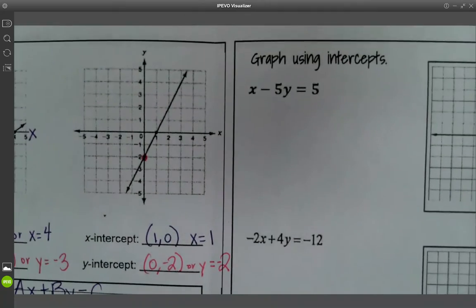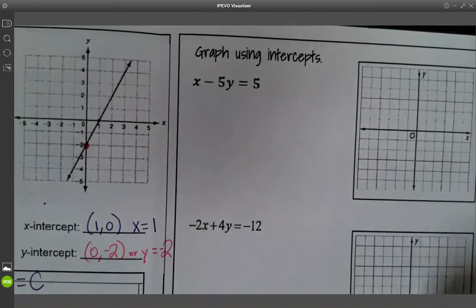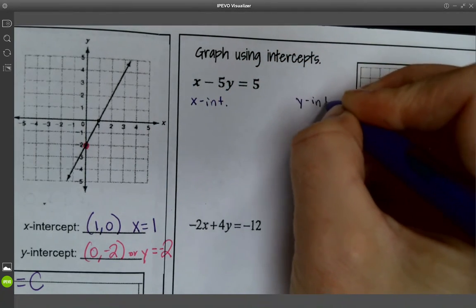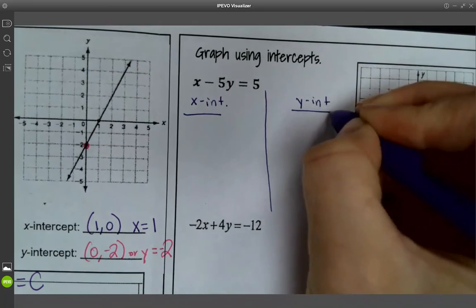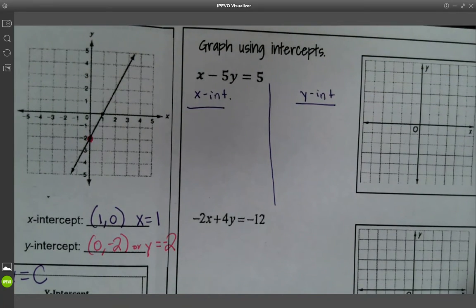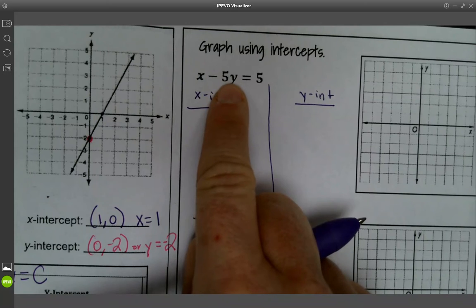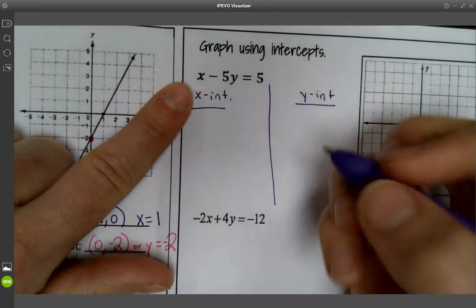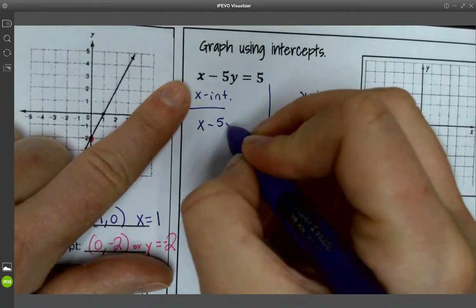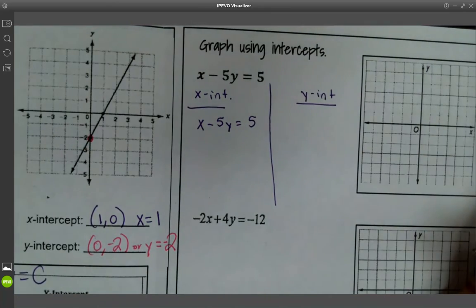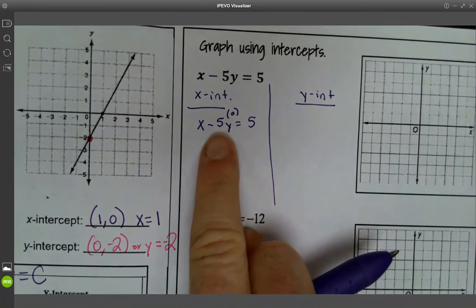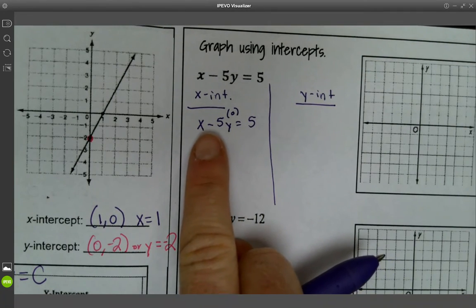So let's go to the next problem. Graphing using intercepts. So we're finding the x-intercept first, and then the y-intercept. So I'm going to make 2 spots for it right here, right here. So for the x-intercept, I'm making y 0. So I have x minus 5y equals 5. I'm making the y 0. So whenever I make that y 0, it zeroes negative 5y out.